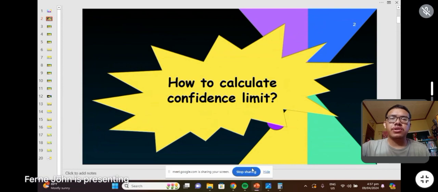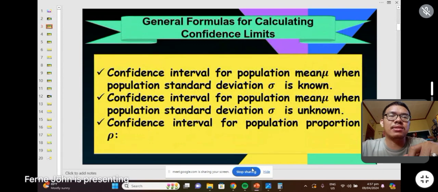My co-reporters discussed to you the concept of confidence limits and its summation. So, my task this morning is to share with you how to calculate confidence limits. In calculating confidence limits, we will consider these general formulas.